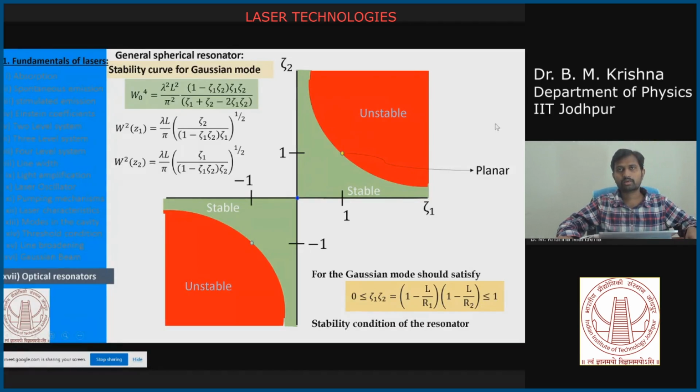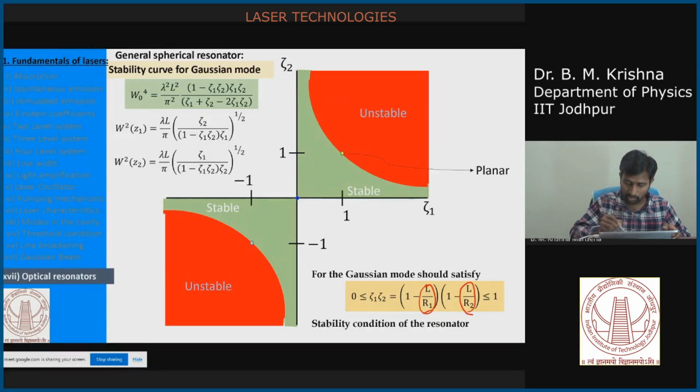So what is planar? It means your R1 and R2 are infinity. Now if you substitute R1 equals infinity in this expression, what happens? This whole term becomes 0. You substitute R2 equals infinity, this whole term is 0. So your zeta 1 equals 1 and your zeta 2 equals 1. The product of zeta 1 and zeta 2 equals 1.